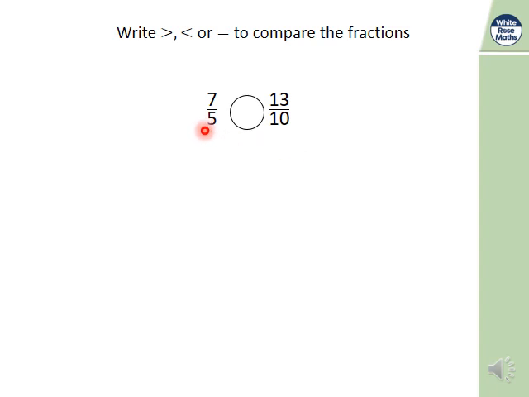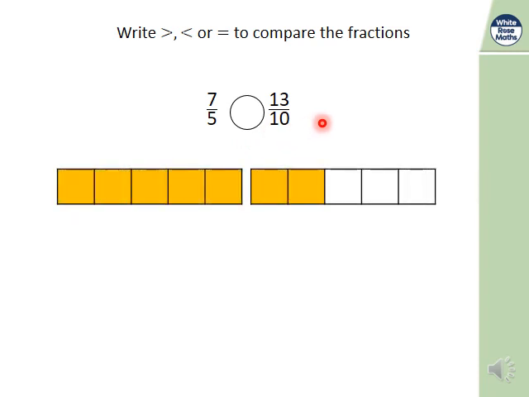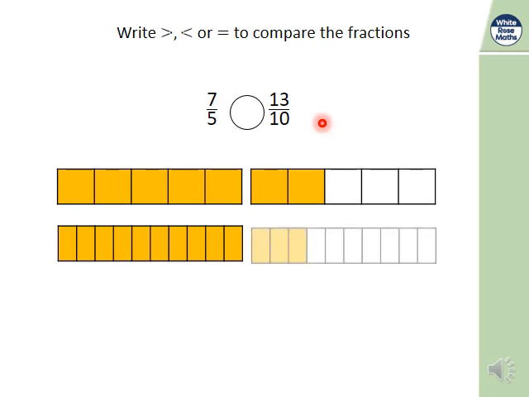Well, if you've got 7/5 and 13/10, we could change our denominators to the same by multiplying by 2. So we could change our fifths into tenths. Here we have 7/5. Here with the same size fraction bar we have 13/10, and we can see if we did it with a fraction bar, this is our extra space in our 7/5. So 7/5 is larger than 13/10.